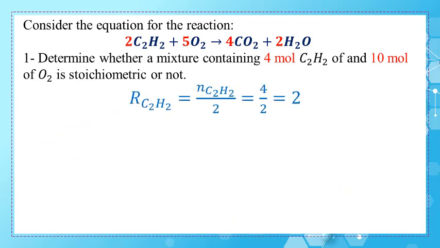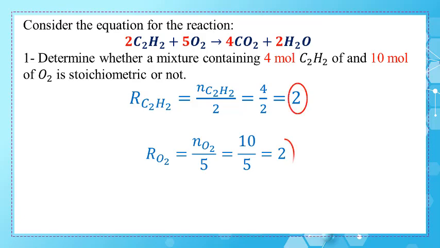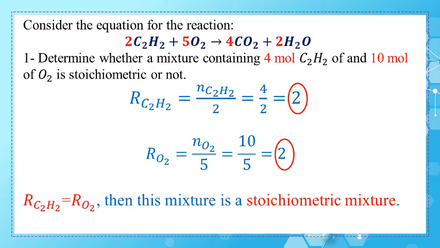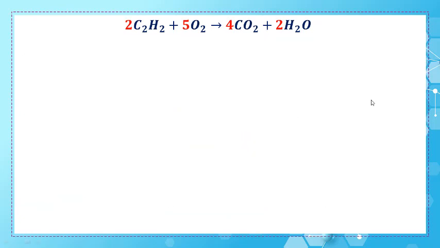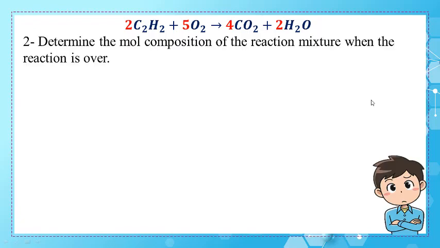Ratio of C2H2 equals number of moles of C2H2 over 2 equals 4 over 2 equals 2. The ratio of O2 equals number of moles of O2 over 5 equals 10 over 5 equals 2. We notice that the ratios are equal. Then the mixture is a stoichiometric mixture. Let's determine in part 2 the mole composition of the reaction mixture when the reaction is over.